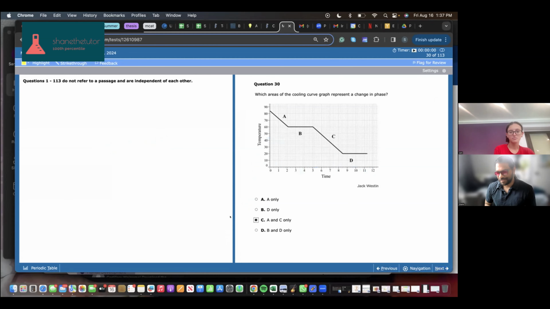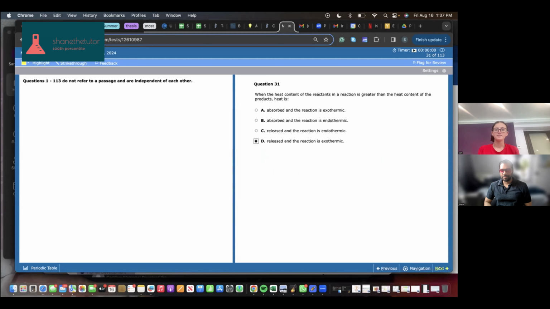We went over this. I'm pretty sure I got it right. Represent a change in phase. Oh wait, the phase change is B and D, right? Yeah. I remembered when we went over it, but I didn't answer. Good job. I think this is correct. Heat content of the, yep.